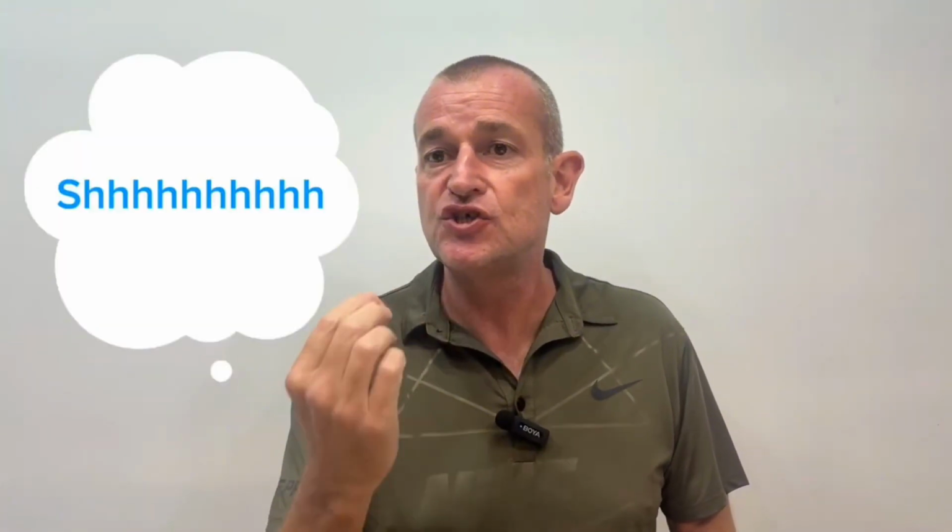Okay, so how do we make the sounds? Okay, sh and ch. So shh, tongue down, round mouth, shh, blow air over your tongue.